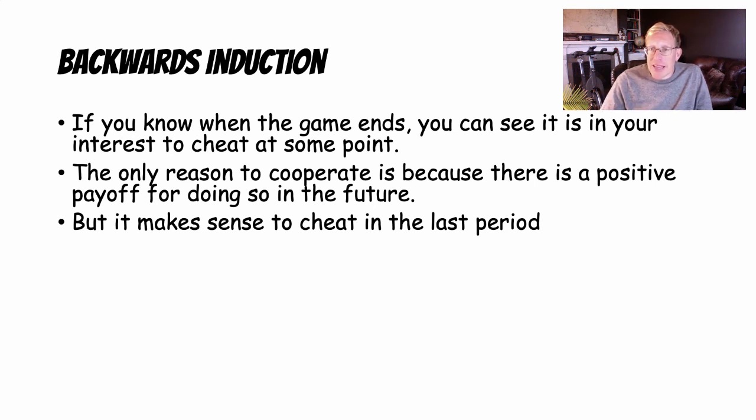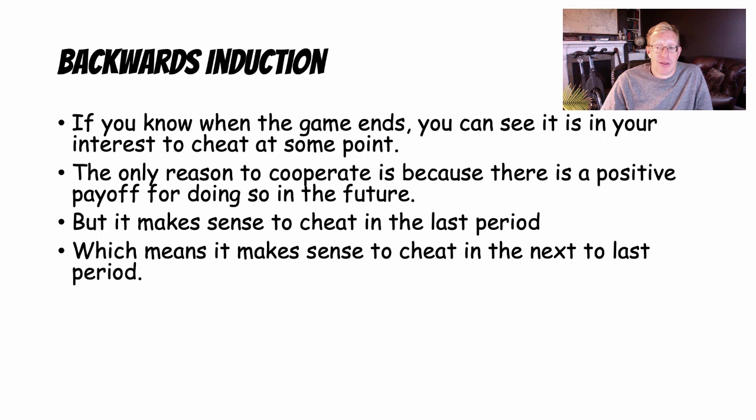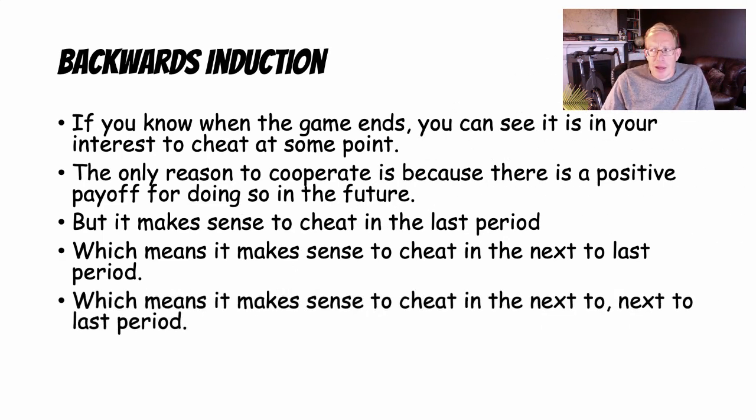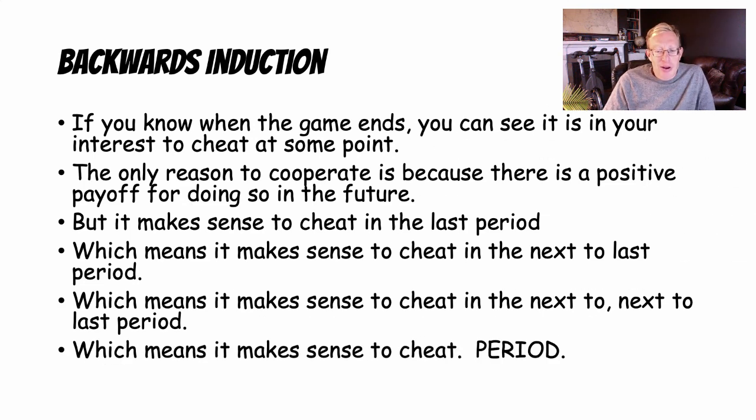But if I want to receive any gain from cheating, then I should cheat in the next to last period. Because if you cooperate and I cheat, I get a bigger payoff, and then we both cheat at the end. But if you're smart, you will know that I am thinking that way. So you will also cheat in the next to last period, which means for me to gain any benefit from cheating, I need to cheat in the next to the last period. And of course, this can just back itself all the way out to the point where it just makes sense to cheat, period, end of sentence.